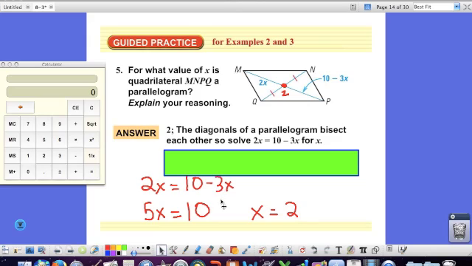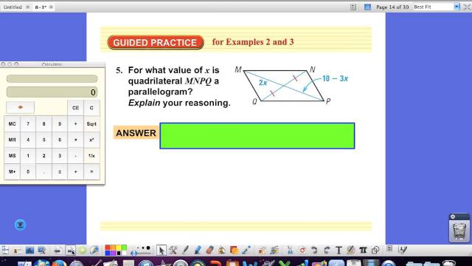Okay? So we solved for x, and we got x equals 2. We can check that. 2 times 2 is 4. 10 minus 6 is 4. They match.